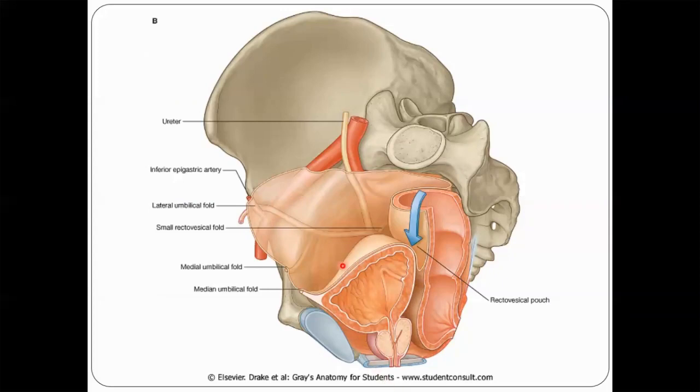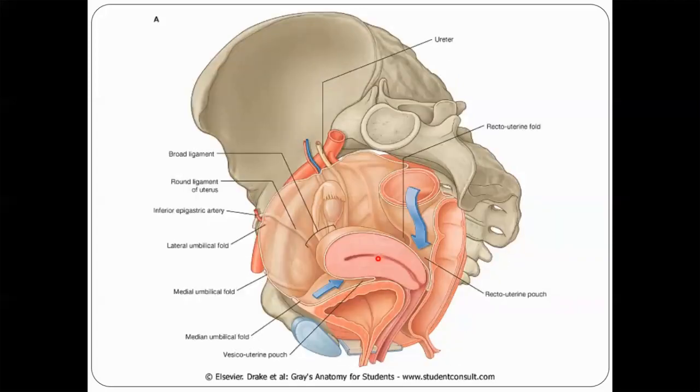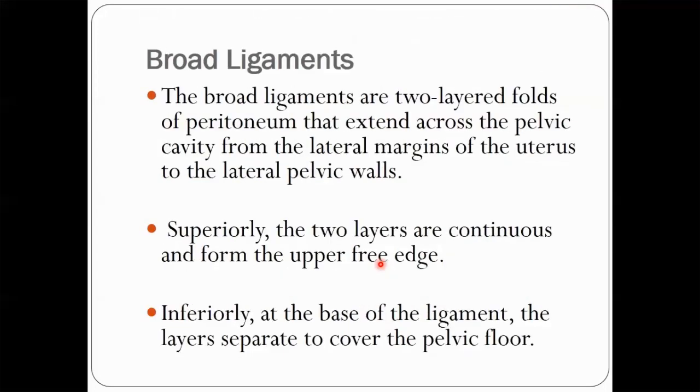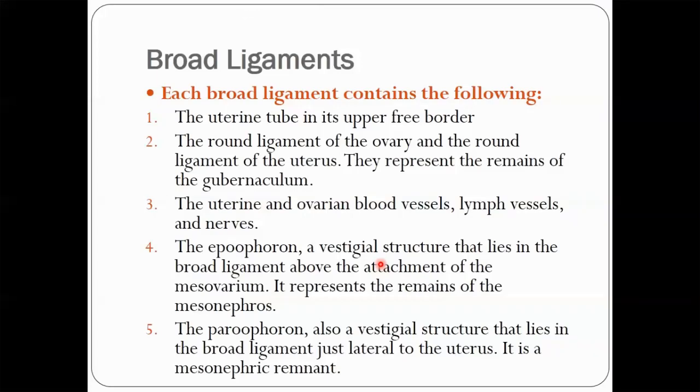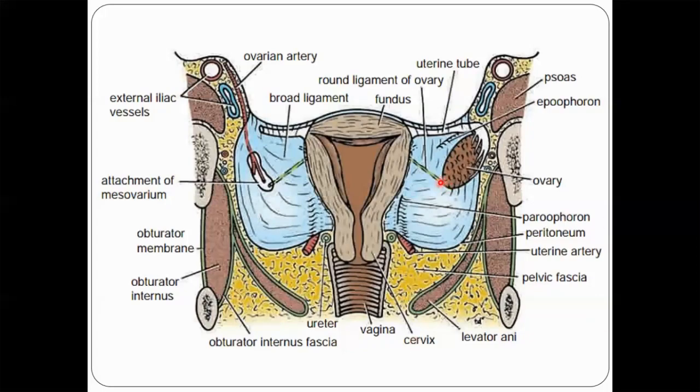We talked about the peritoneum: in males there is the rectovesical pouch, and in females I have two pouches, the uterovesical and rectouterine pouches. We talked about the broad ligament. Now we just need to say that the contents of the broad ligament are these: two layers containing the uterine tube in the upper free border, the round ligament of the ovary and round ligament of the uterus, the uterine and ovarian blood vessels, lymphatics and nerves. The epoophoron is a vestigial structure with embryological importance, and the paroophoron also has embryological importance. Here are the uterine tubes, the epoophoron here and the paroophoron here.